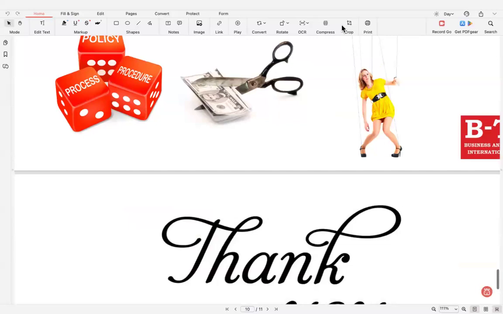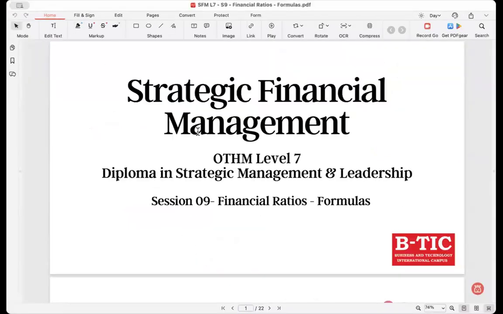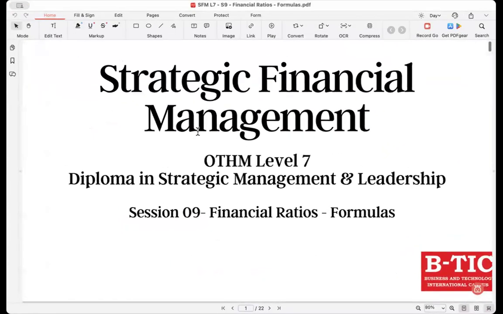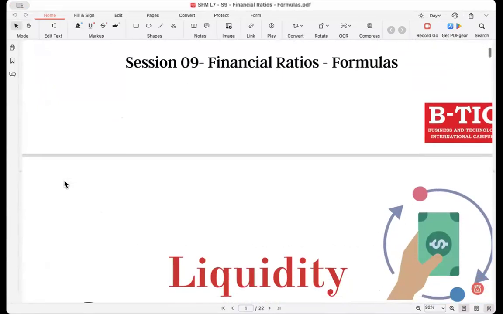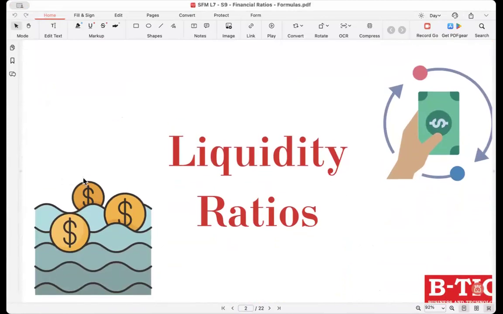Okay, so that's about last week's session, and we shall start today's session. Session 9, financial ratios. We are going to learn the formulas under financial ratios. The first ratio type that we learned is liquidity ratios. The purpose of the liquidity ratio is to find out whether the company has the capacity to pay its short-term debts.